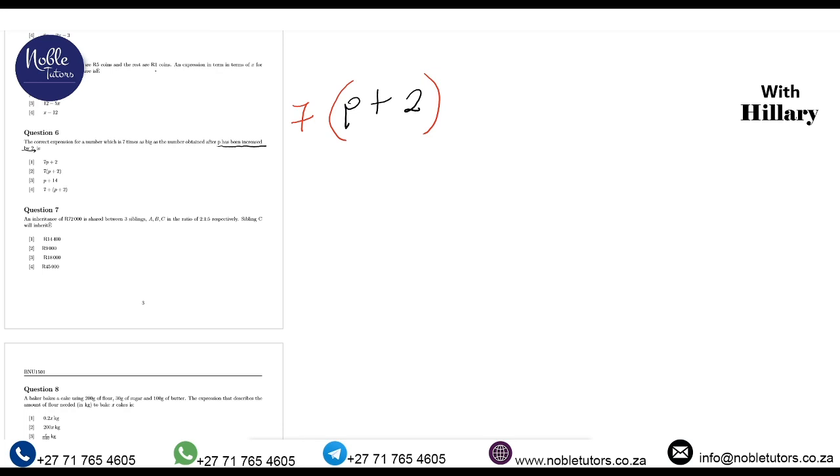Because we are told that an expression for a number which we don't know yet, which is 7 times as big as the number obtained after P has been increased by 2. So if we increase P by 2, then we multiply that number by 7 to get the number that we are looking for. So our answer will be 7(P plus 2).